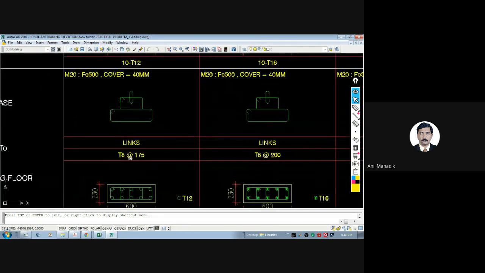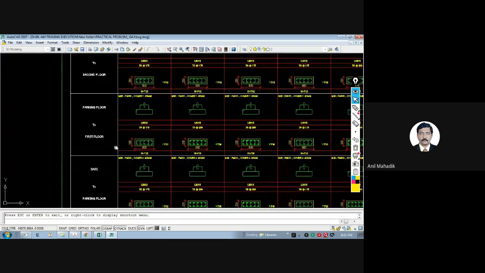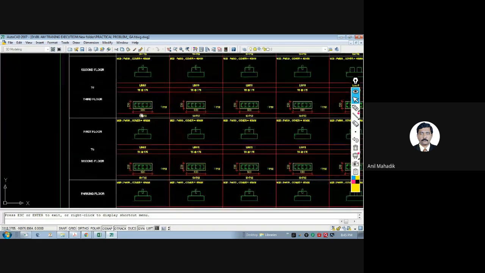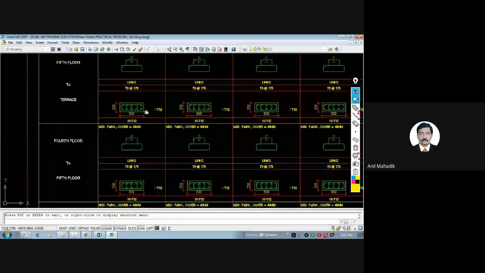And the links means stirrups. So there is a master ring, then there is one more hoop, and this is a link, cross tie we call it. And the cover and grade of concrete and steel is mentioned over here. So as you go up, you can see this. Getting?